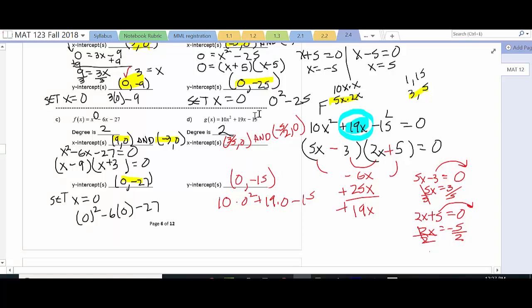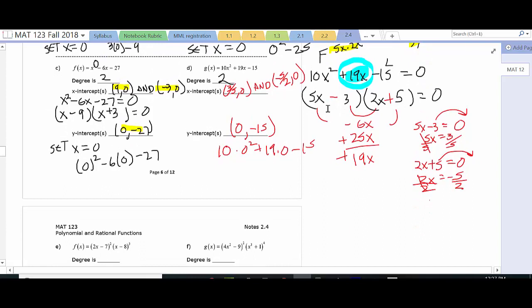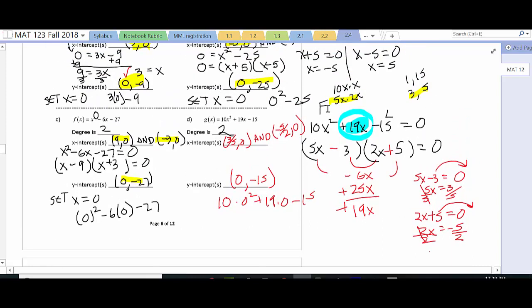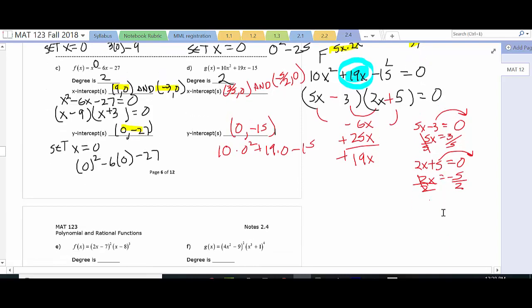The algebra is the big deal in this problem for most students. Saying the x-intercepts, I think it was 3/5, 0. Yep. Yeah, this one's 3/5, 0 because I solved the equation 5x minus 3 equals 0. The other one was solving the equation 2x plus 5 equals 0. So once you get your factors, you got to set them to 0 and solve those equations. Okay? All right. So factoring's the big deal.